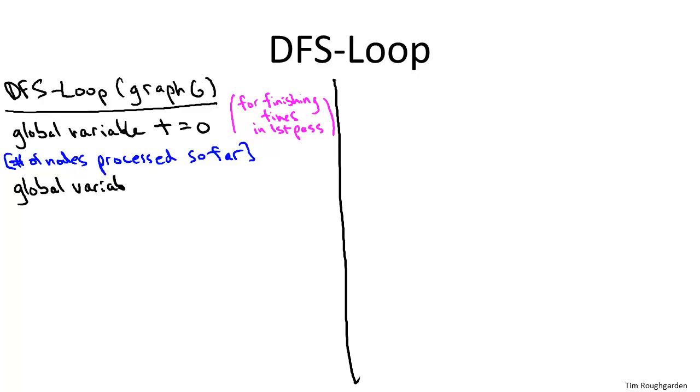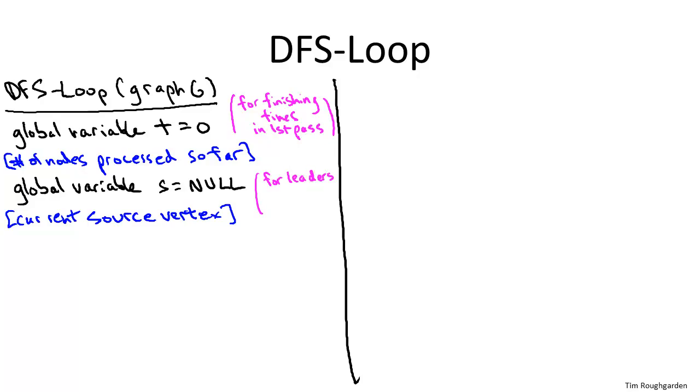Now we're also going to have a second global variable to compute these things I was calling leaders, and these are only relevant for the second pass. So what s is going to keep track of is the most recent vertex from which a DFS was initiated. So to keep the code simple, I'm just going to do all of the bookkeeping in DFS loop. But really DFS loop gets called twice, once on the reverse graph, once on the forward graph, and we only need to compute these finishing times in the first pass on the reverse graph, and we only need to compute these leaders on the second pass for the forward graph. But let's just keep them both in there just for kicks.